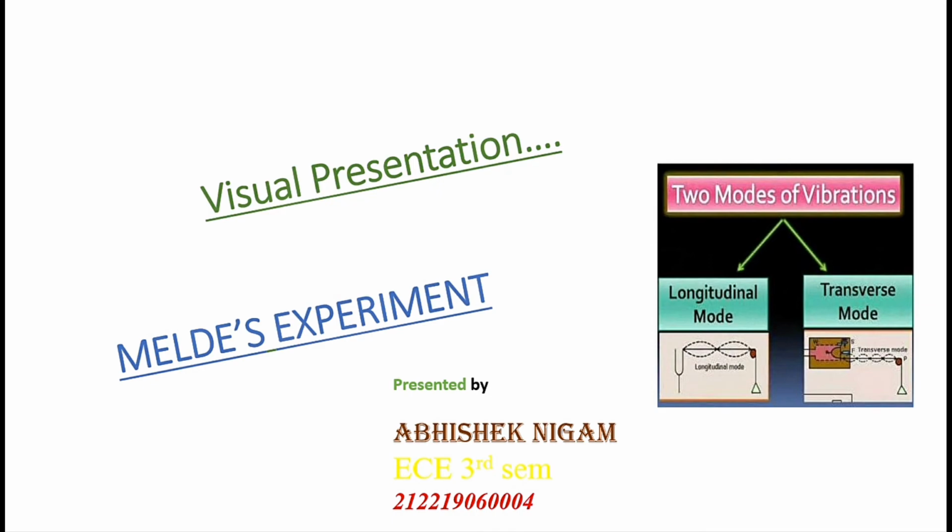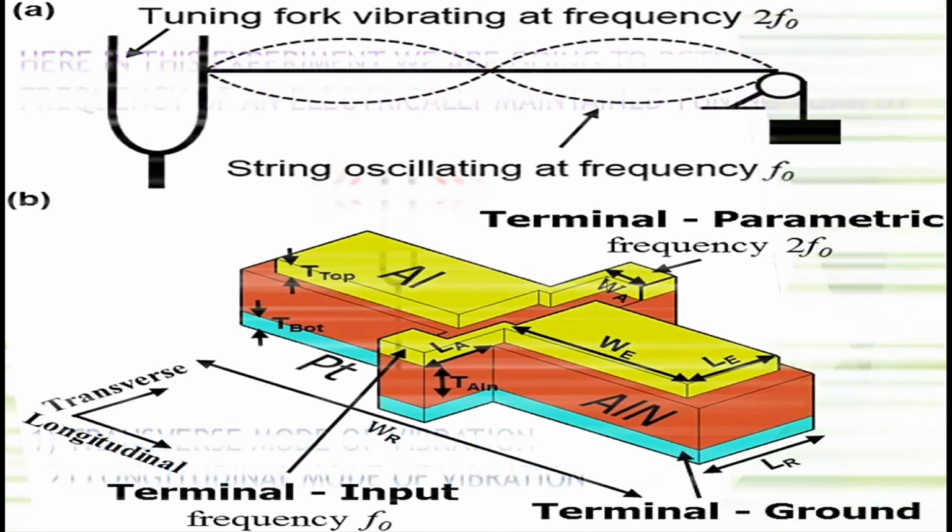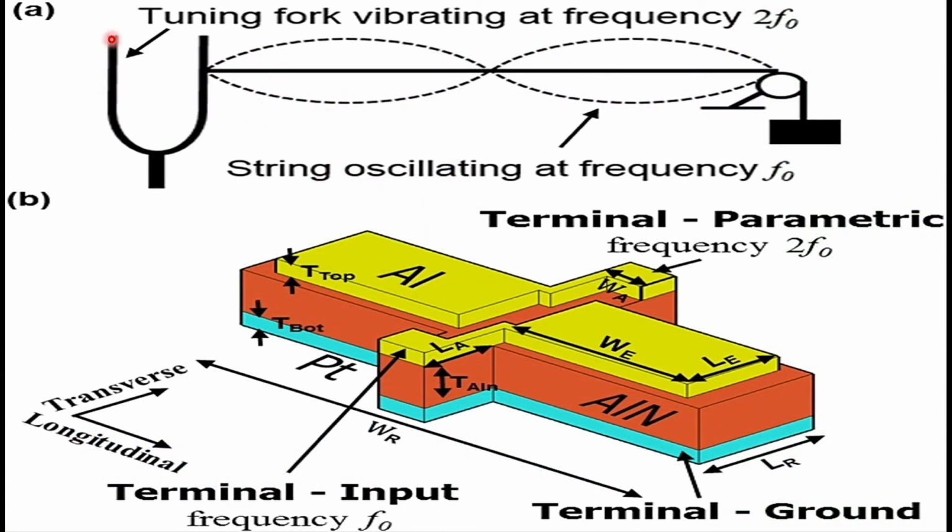So let us go to the next slide. In this experiment we are going to determine the frequency of an electrically maintained tuning fork using two modes of vibration: the transverse wave, and the longitudinal mode of vibration. This small thing is called a tuning fork, and it forms loops like an 8. You can see, right? These are the string oscillating at frequency f0, and the terminal parametric frequency 2f0, and this is a small cuboid like structure. So this is the main setup.